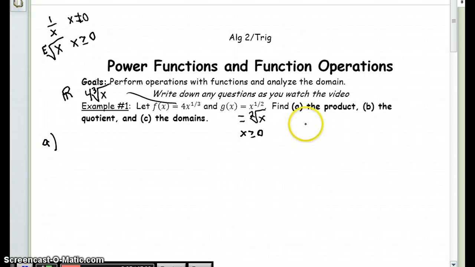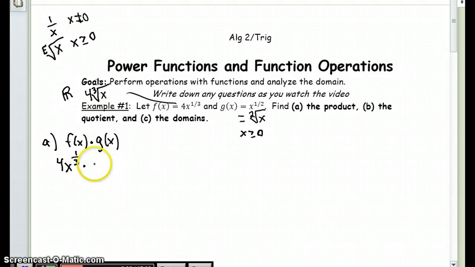Now, if we're finding the product, that just means take f of x and multiply it by g of x. So f of x, now I'm going to write this in rational exponent form, or I'm just going to keep these as fractions. So it's going to be 4x to the 1/3 times x to the 1/2. That's all this is telling me to do, multiply f of x times g of x.